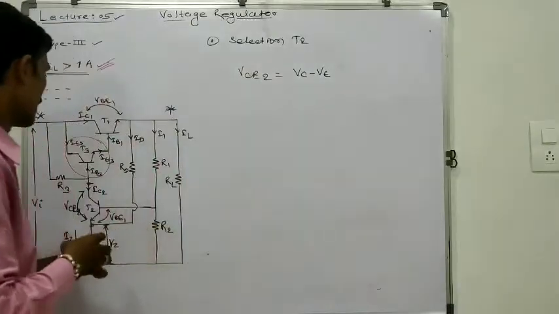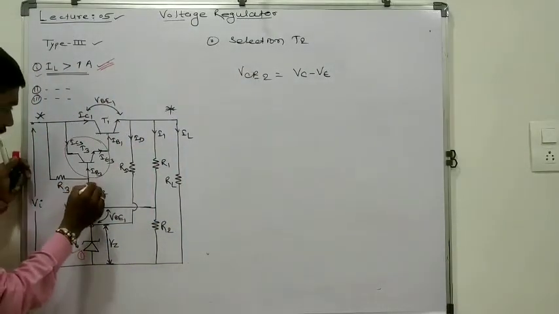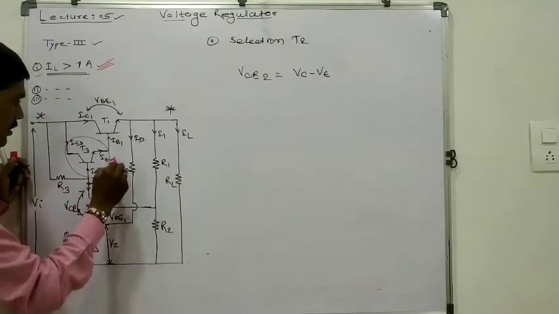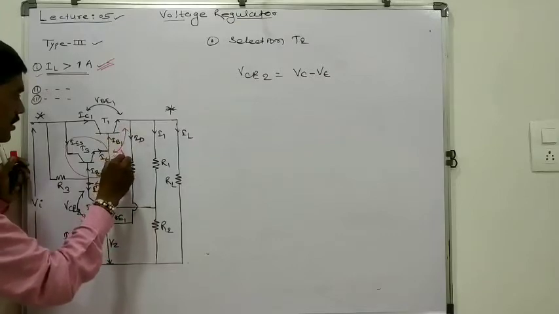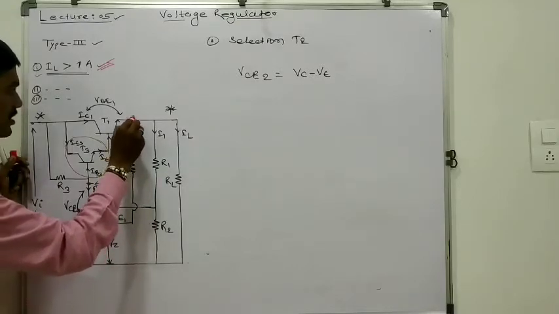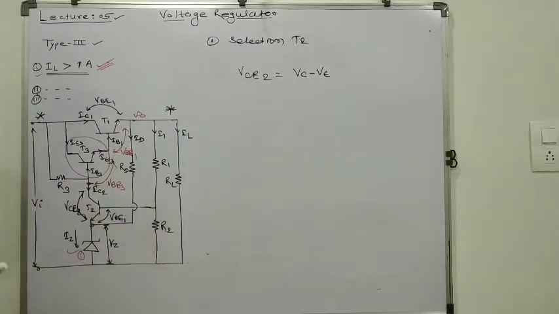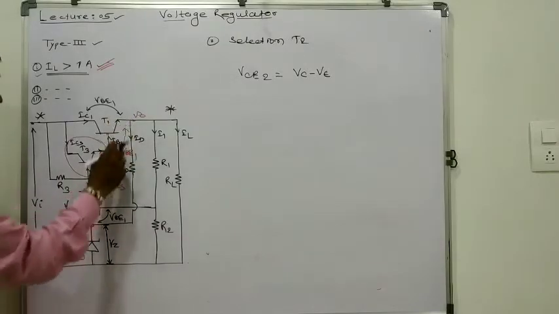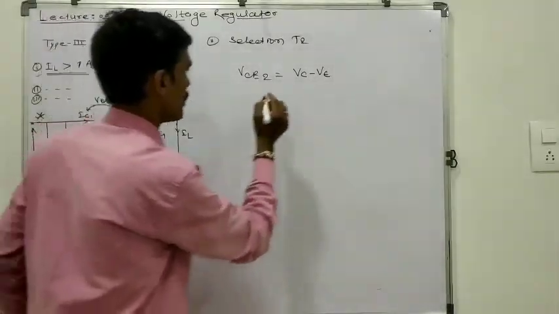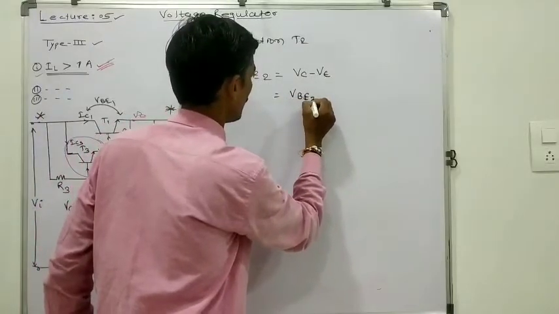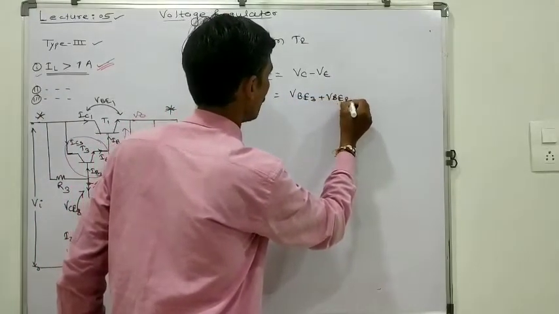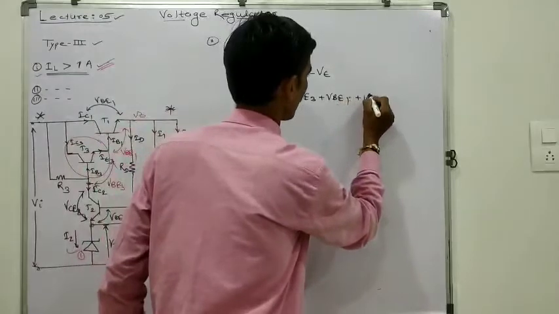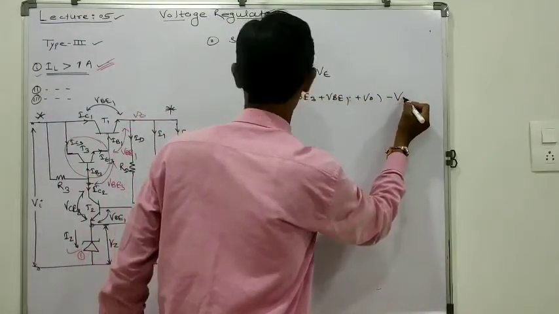What is the value of VC? If we observe this VC, this is nothing but the addition of this first VB3 plus this VB1 and this is VO. So ultimately the collector voltage is nothing but the addition of 2 VB and the output voltage. So it is VB3 plus VB1 plus VO minus VE.